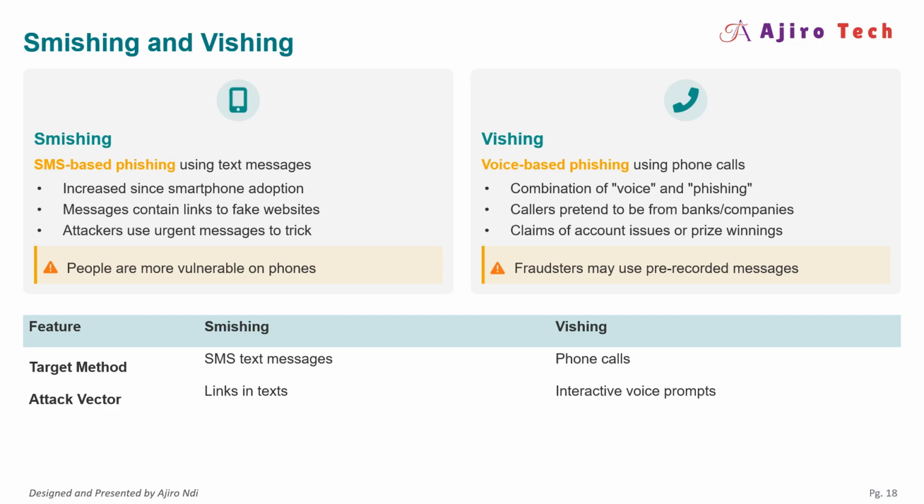The next one is vishing. And vishing means what? It is a combination of voice and phishing. So it makes it a voice call, phone calls, right? The caller pretends to be from a bank, claims of account issues or prize winning, that your account is blocked and they want to help you to rectify it. Please give us your username, your password, and this and that and all that.